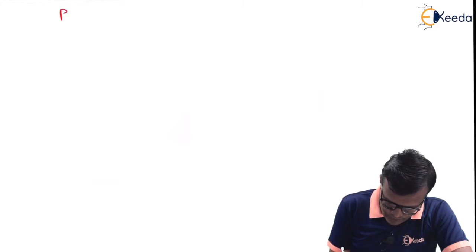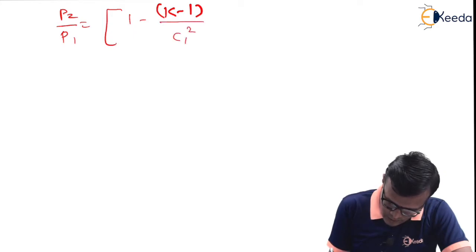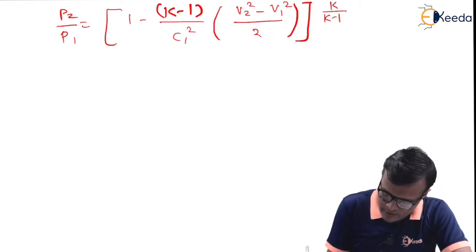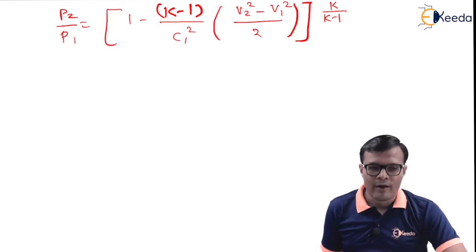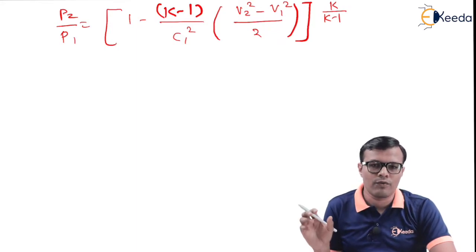I will have the ratio P2 upon P1 as 1 minus (K minus 1) upon C1 square, in bracket (V2 square minus V1 square) divided by 2, to the power K upon K minus 1. In this relation, we have the multiplying factor of (K minus 1) upon C1 square to the whole bracket.